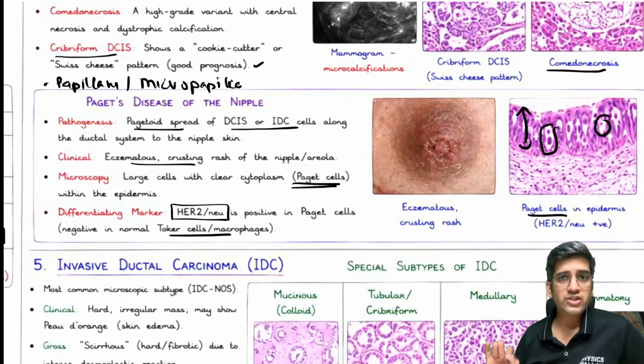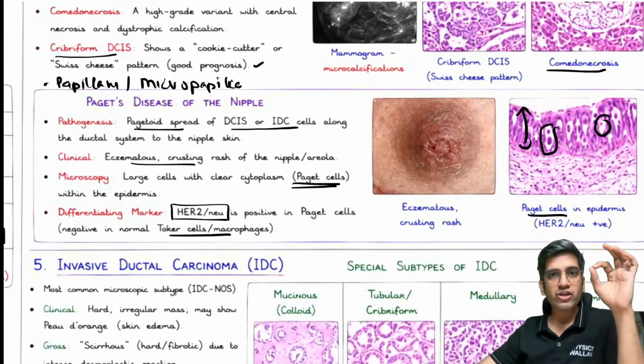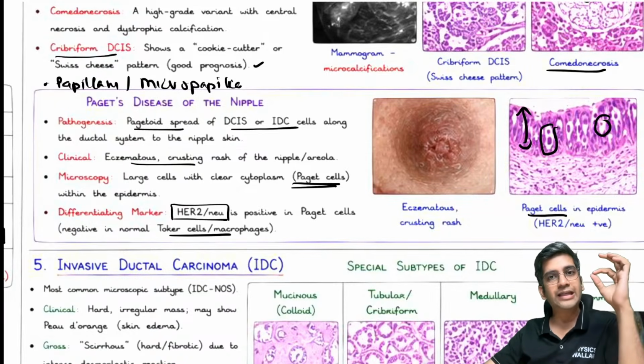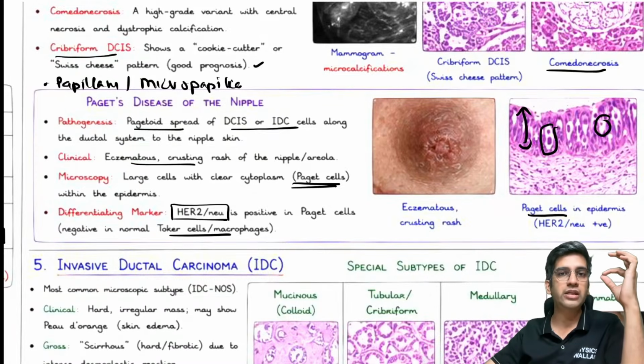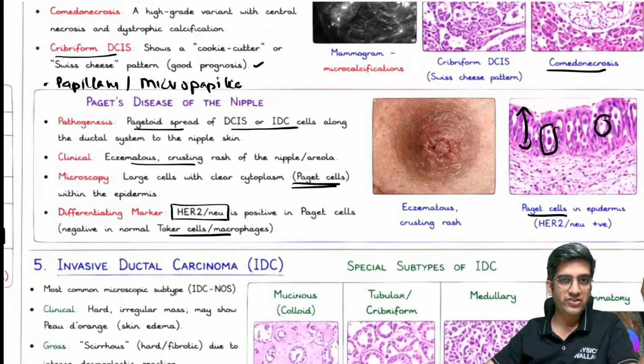Fine. Paget's of nipple can come as a 2-mark question if the university has that, or can be in a viva. Okay. It is irregular atypical clear cells in the epidermal layers of the nipple, which is due to an underlying breast cancer or an underlying DCIS, right?